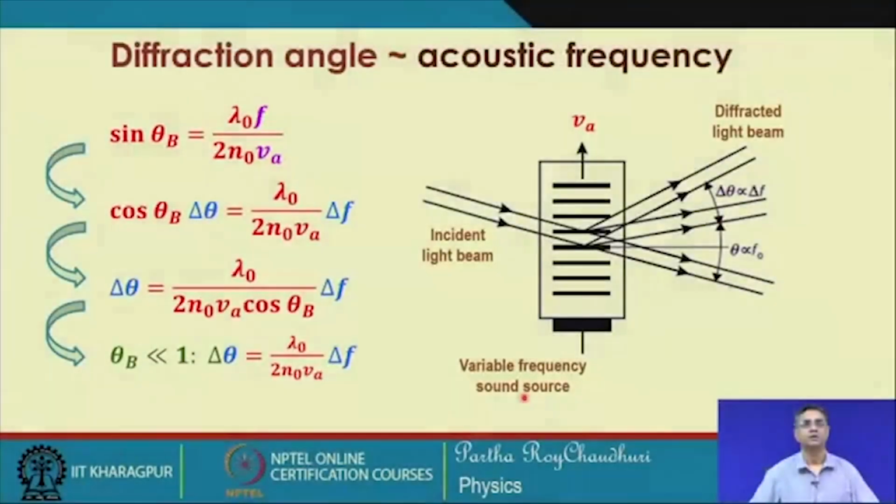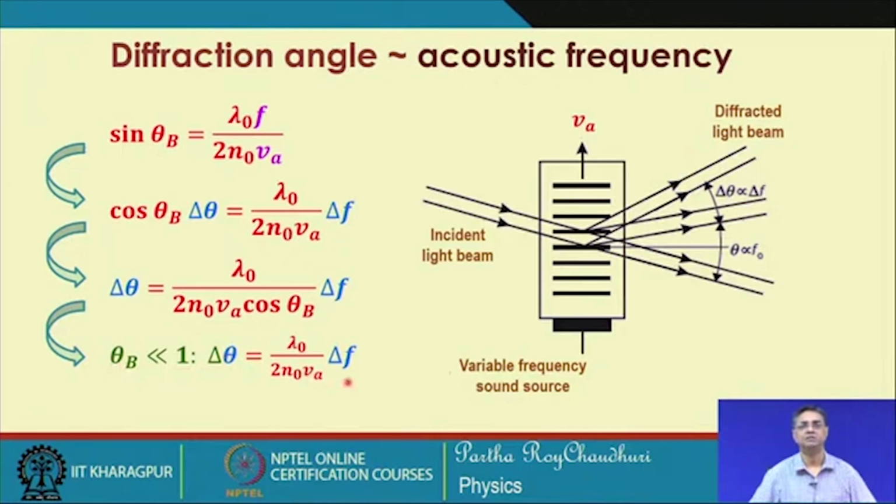Okay. So, starting from the basic Bragg diffraction condition, that is sin theta b is equal to this quantity. We have seen that the angle of the deflection is proportional to the acoustic frequency, that is delta theta, and that is also for small Bragg angle diffraction condition.